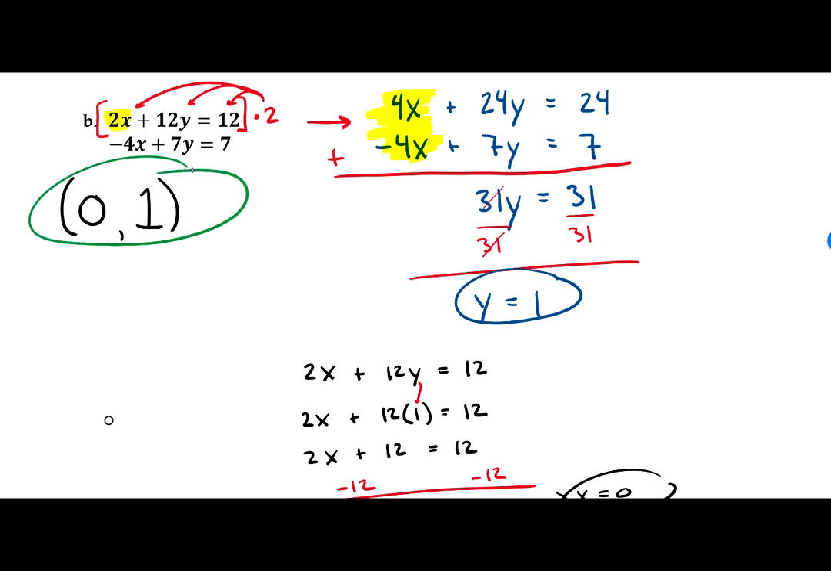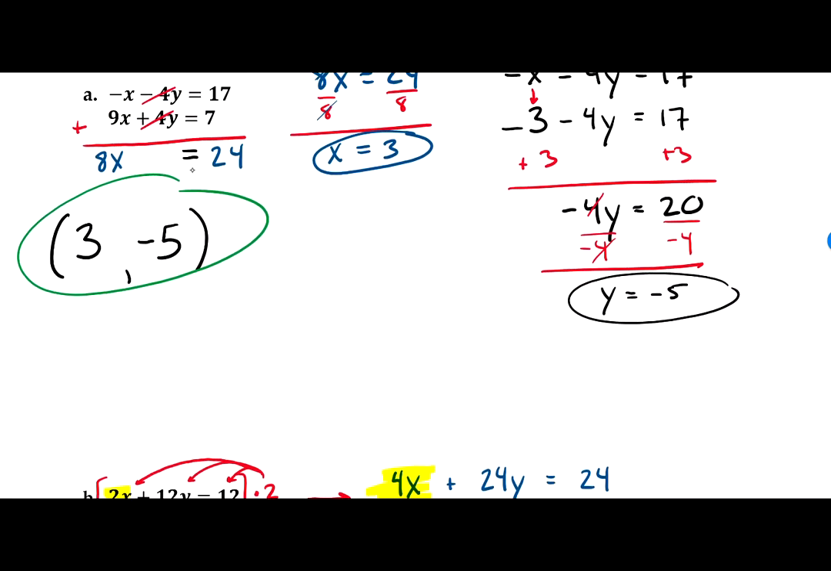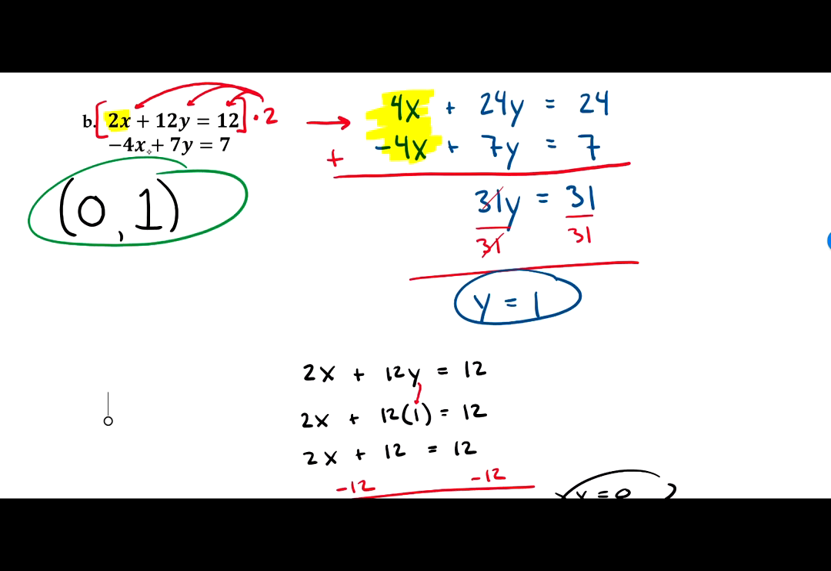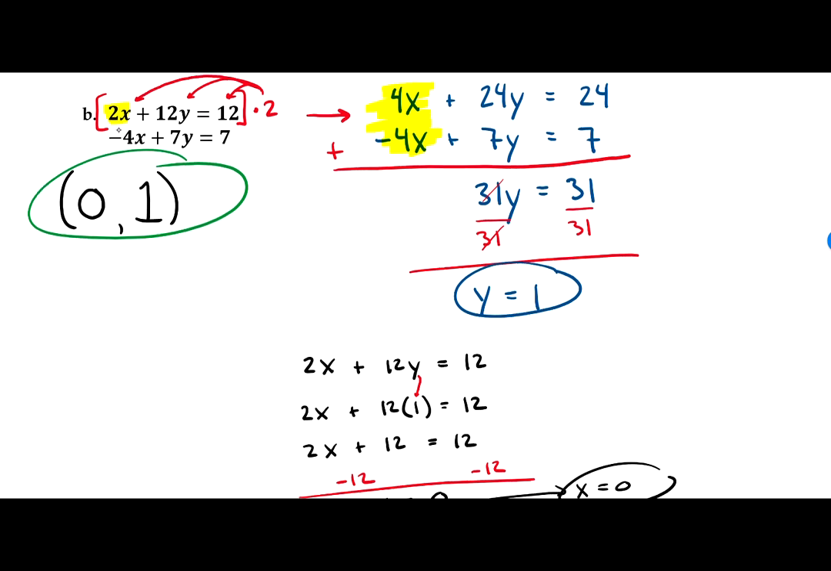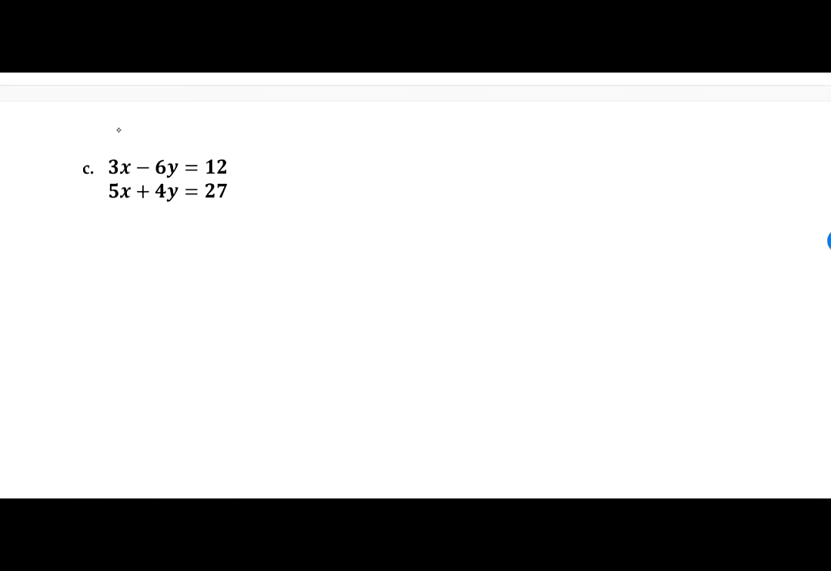Okay, so occasionally the system is set up for elimination and you just have to add them together because one of the variables is already equal and opposite, like it was in problem A. In problem B, we had to adjust one of the equations. We made that positive 2x into a positive 4x. So then we had equal and opposite. But sometimes that's not possible either.